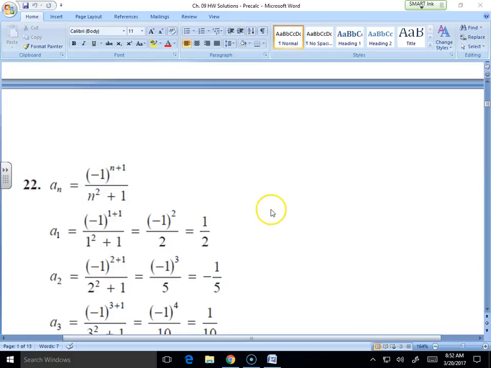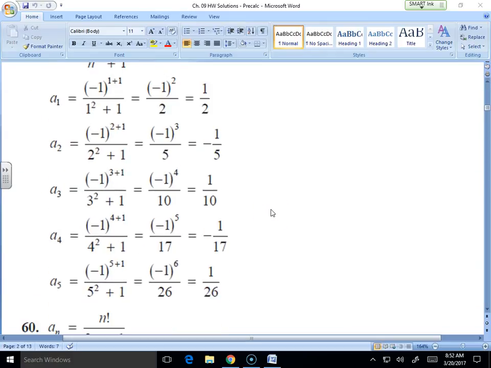Cool. Number 22, same dealio, plug and chug. Practicing our mental math. The sequence would be 1/2, -1/5, 1/10, -1/17, 1/26. Question. Can sequences alternate signs? Yes. They're either all positive, or they're all negative, or they alternate.